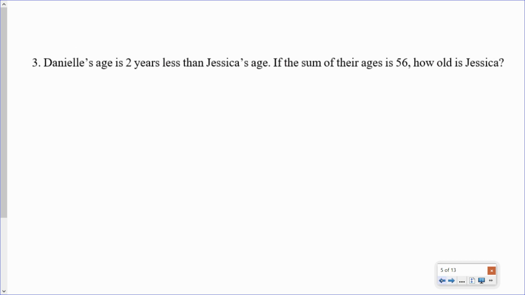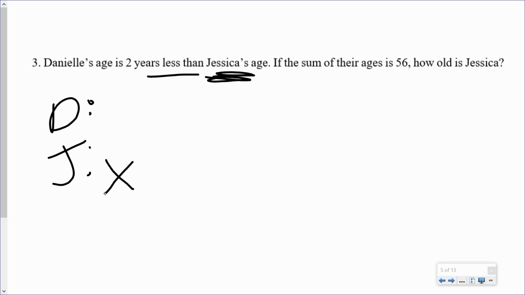I guess we can take a look at this one. Danielle's age is 2 years less than Jessica's age. Less than, more than. I'm going to list the things I'm comparing. I got Danielle and Jessica. Whichever one comes last, I'm going to call x. Danielle's age is 2 years less than that.